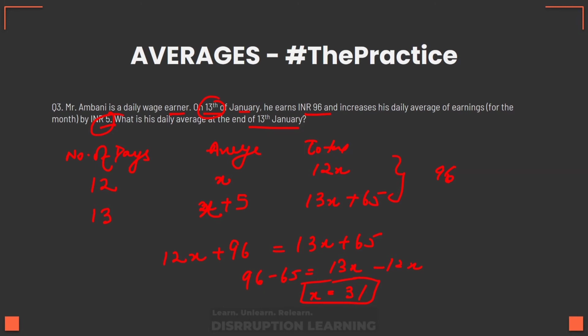Now, the question asks, what is the average at the end of 13th January? So the answer is going to be X plus 5, which is 31 plus 5, 36. That is it. I hope that is clear. Again, not a very tough question. I think we have done such a question in the last video too. So I hope that is going to be easy.